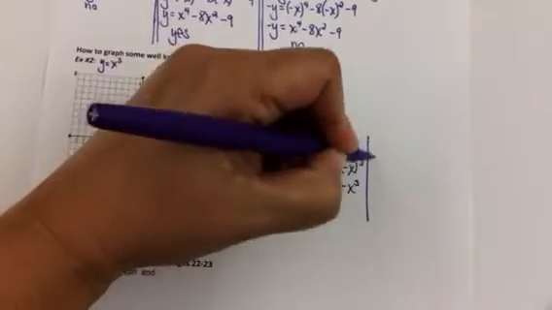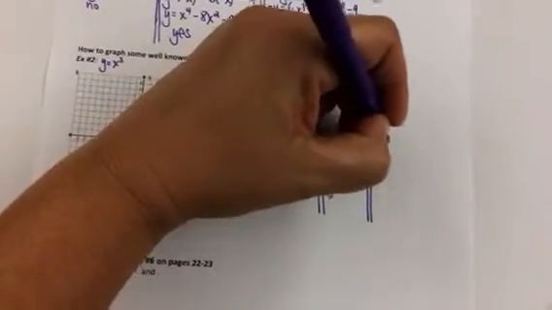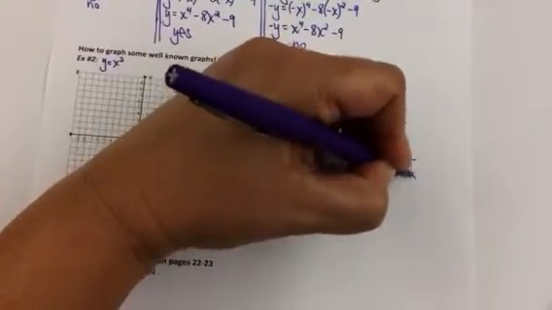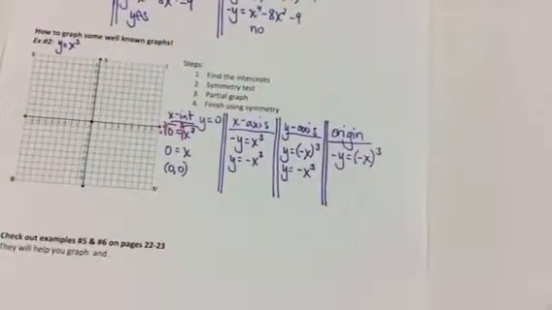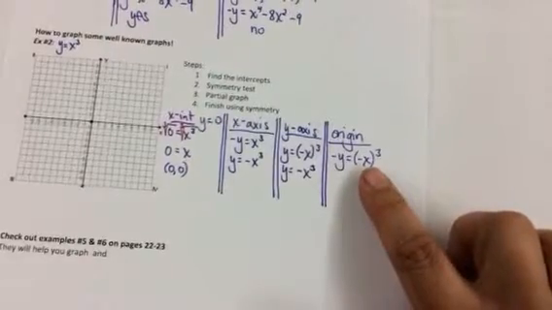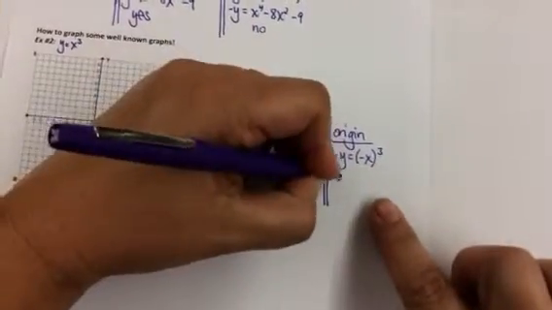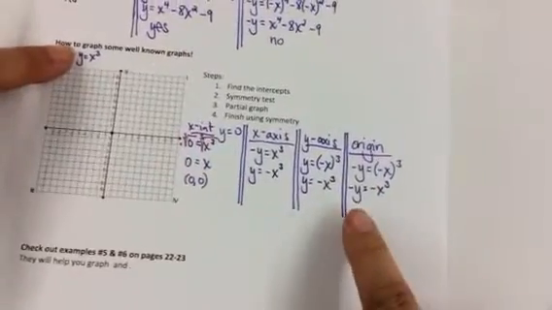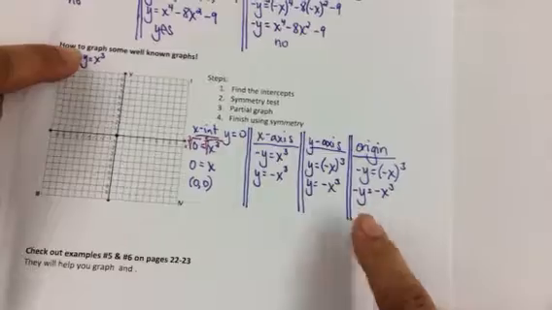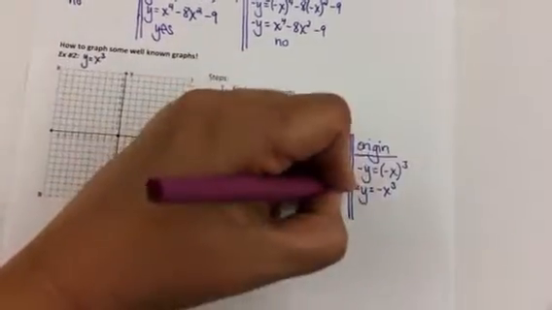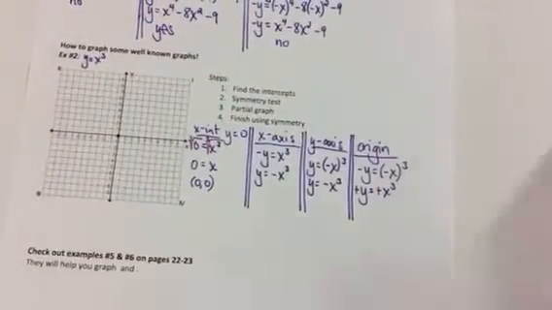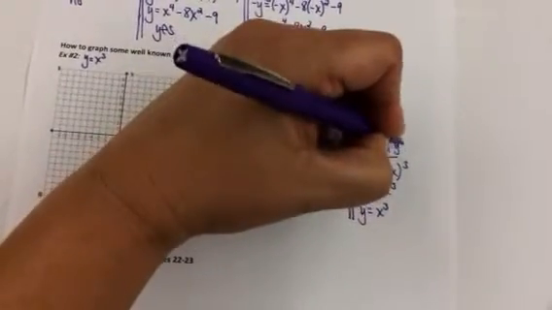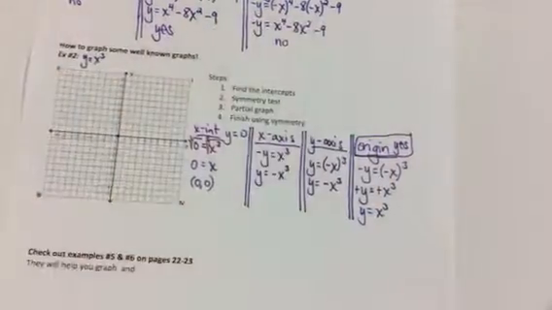And then origin symmetry. Replace both the x and the y. Always simplify first. Always think PEMDAS. So we already did this guy over here, right? And then it doesn't match the original. However, if I multiply both sides by a -1, I end up with the original. So this one does have origin symmetry.